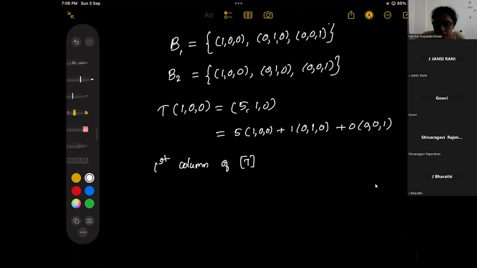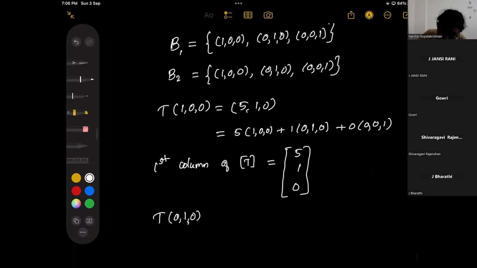This is 5 1 0. We are just taking the coefficients from here and writing them as a column. That is our first column of T. Okay. We have completed the process for the first element 1 0 0. Now we need to do the same for 0 1 0. Now, what is T of 0 1 0?